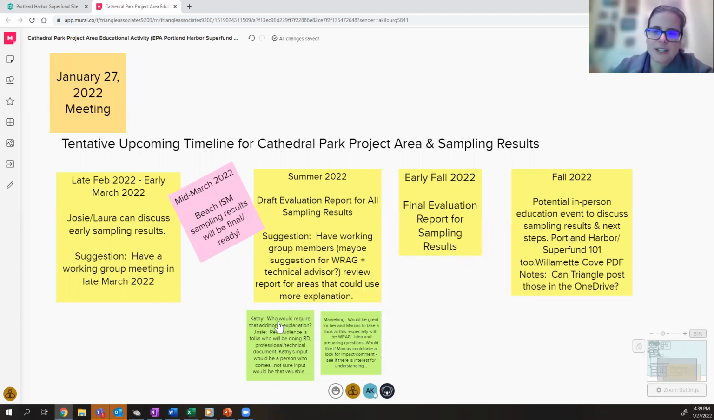Doug and Kathy were saying, and Josie was clarifying, that this evaluation report is really going to be most useful for the people who are going to be doing remedial action down the line. So it's pretty technical. But Mama Long was making the point that she and also Marcus, if the RAG directs him to review it, it'd be good for him to take a look at it to see the impact that it might have and see if there's interest and understanding for people. Okay, quick summary. All right, thank you.